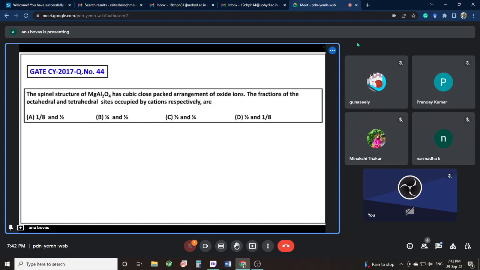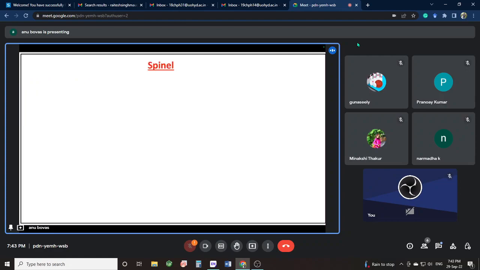Okay. So now the next question I have taken is from spinels. These are very easy questions, because they come for one or two marks, and if we know some basic concepts, we can answer the question very easily. So what is a spinel? A spinel is a class of minerals which has the formula AB2X4. Here A is a divalent cation, B is a trivalent cation, and X is any anionic part, which can be oxygen, sulfur, chlorine, selenium, etc.